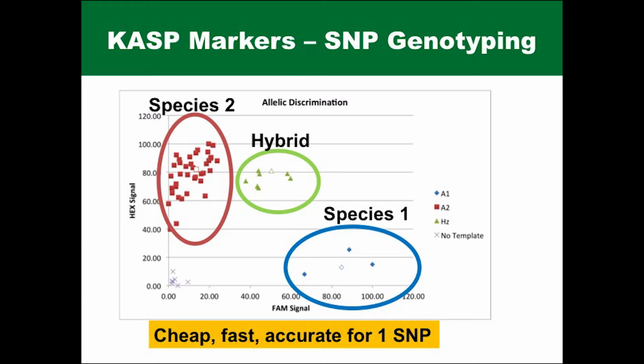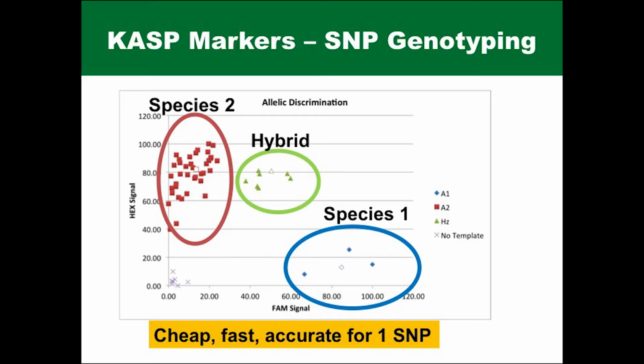One is called KASP, and this stands for Competitive Allele Specific PCR. It was invented by a company in Germany, so they spelled it with a K. But it's called KASP. What you're looking at is basically an allele-specific PCR. You have one primer that matches allele 1, and it has a certain tag attached to it, and then a different primer that matches allele 2. Then you quantify how much of those two different alleles you're getting.